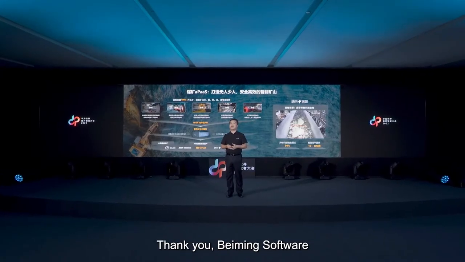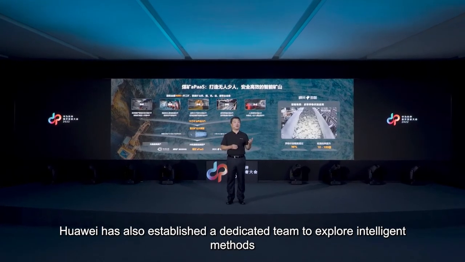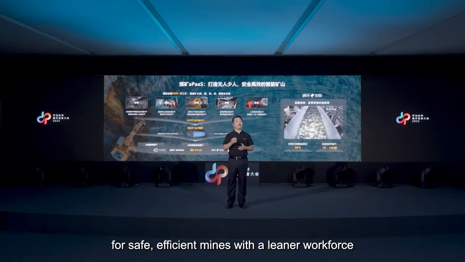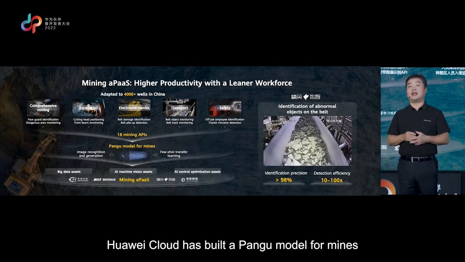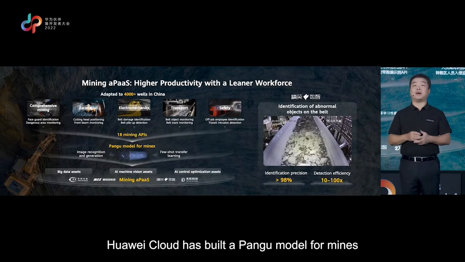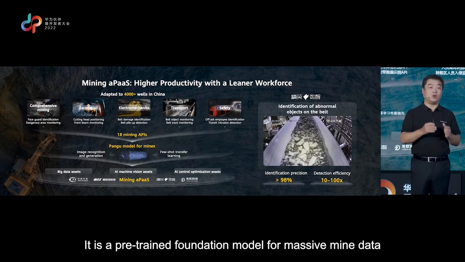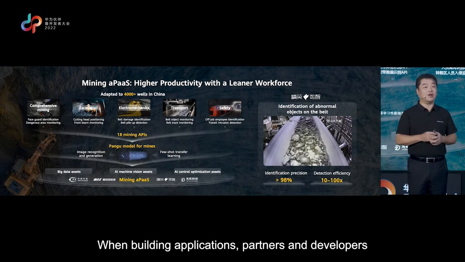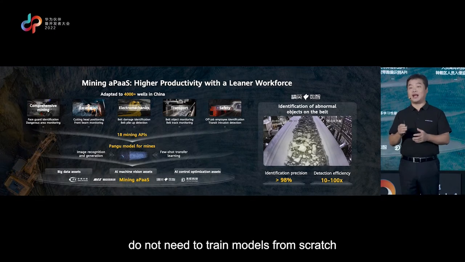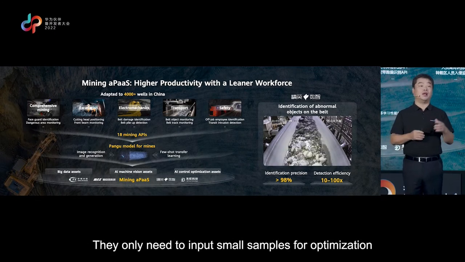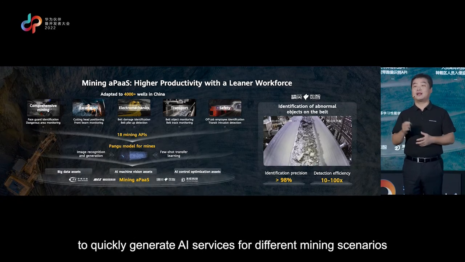Thank you, Beiming Software. In the coal mining industry, Huawei has also established a dedicated team to explore intelligent methods for safe, efficient mines with leaner workforce. Huawei Cloud has built a Pangu model for mines. It is a pre-trained foundation model for massive mine data. When building applications, partners and developers do not need to train models from scratch. They only need to input small samples for optimization to quickly generate AI services for different mining scenarios.